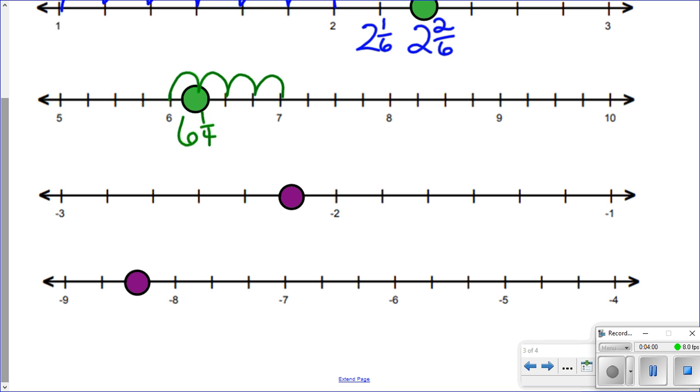Next example. If I go from negative 1 to negative 2, 1, 2, 3, 4, 5, 6. This is split up into sixths. So one hop to the left of negative 2 would be negative 2 and 1/6.